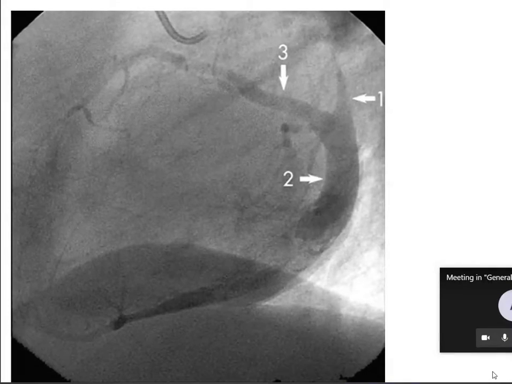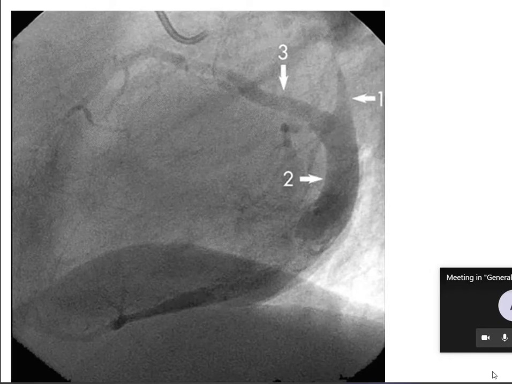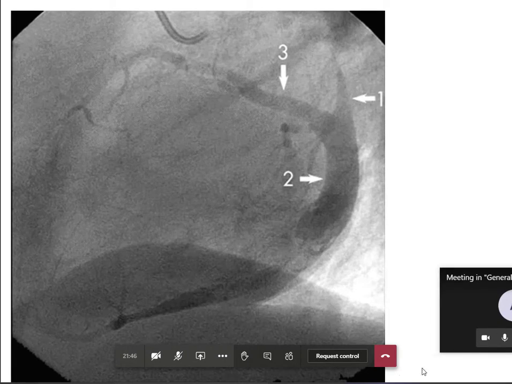Coronary sinus. Very good. What is coronary sinus? Which is the number? 2. 2 is coronary sinus. Okay. What is 3?